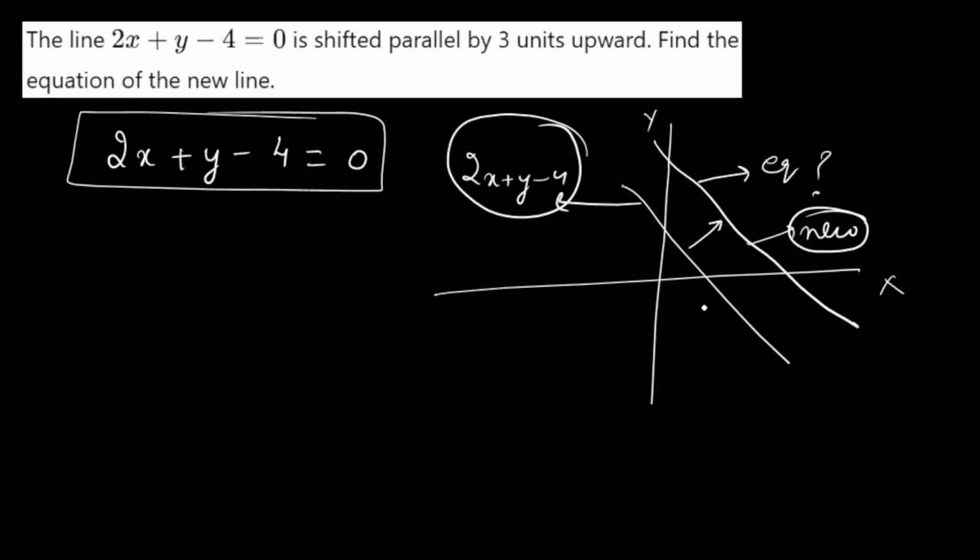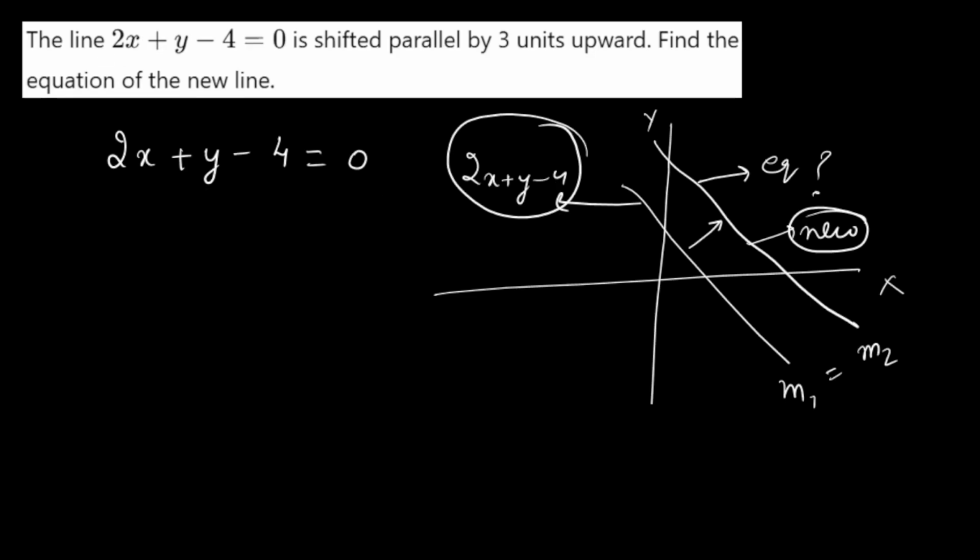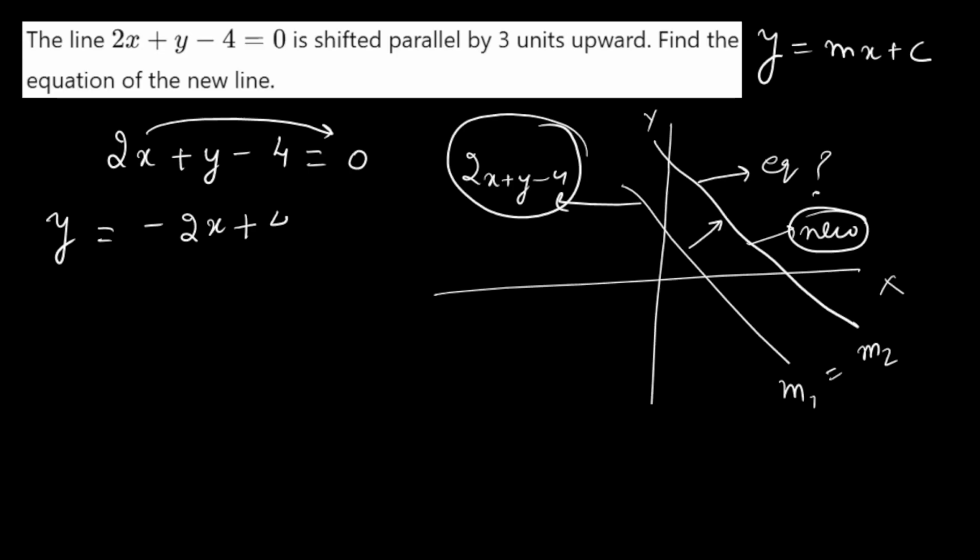We know both the lines are parallel, so this slope is equal to this slope. So m1 is equal to m2. Let us find the slope first. We'll convert the equation into y equals mx plus c form. So y I'll write on this side, I'll shift 2x to the other side, it will become minus 2x, and I'll shift minus 4 to the other side, it will become plus 4.